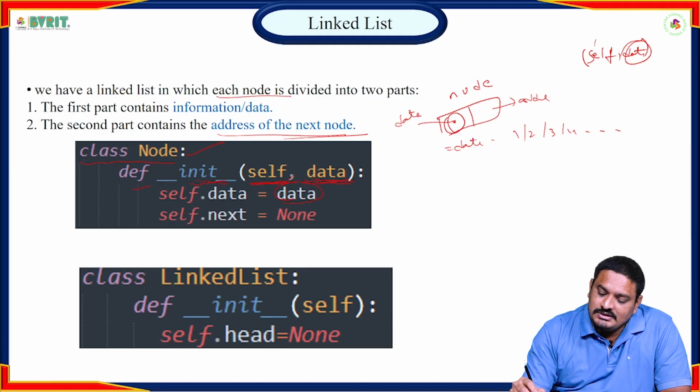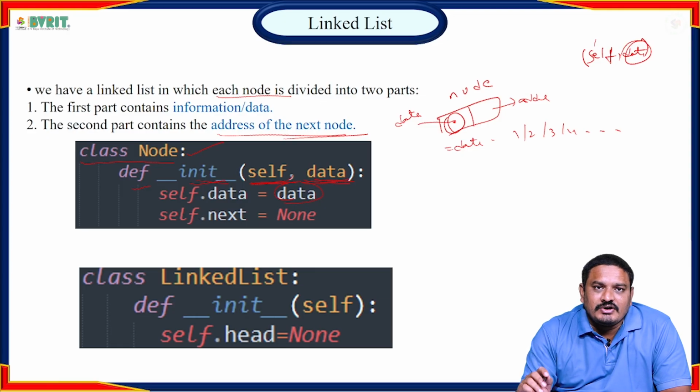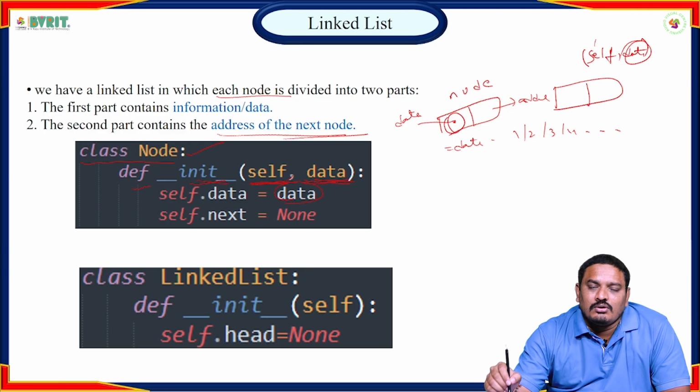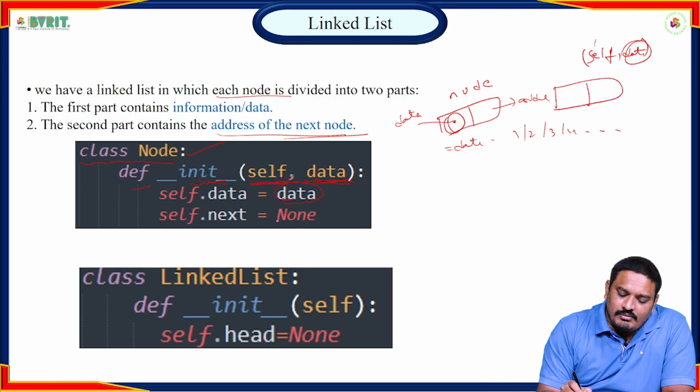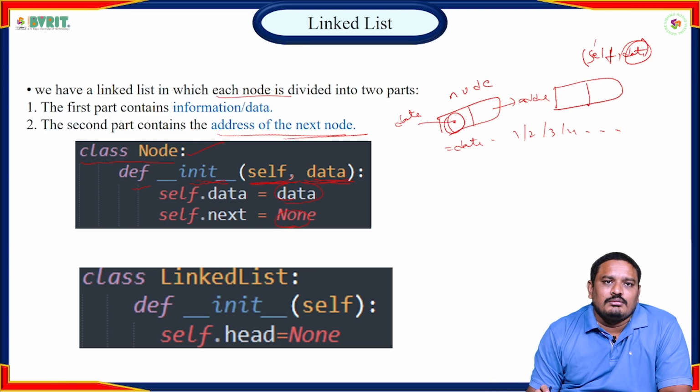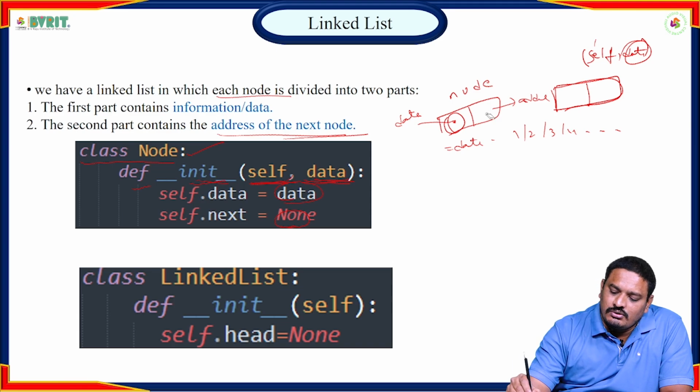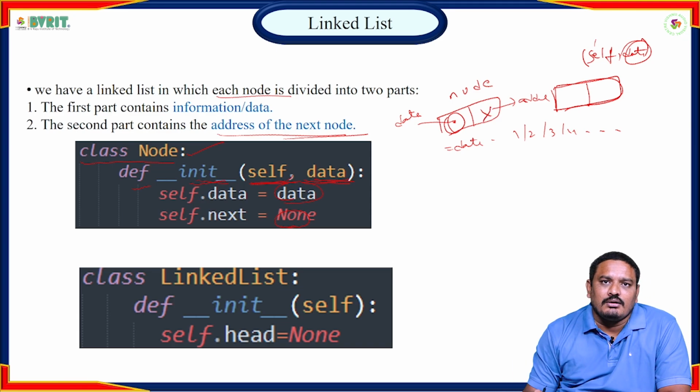The second one is self.next. First we are creating a single node, so the node does not have another node. That's why self.next equals None. Self.next equals None. So there is no other node in that node, and we represent this as null.